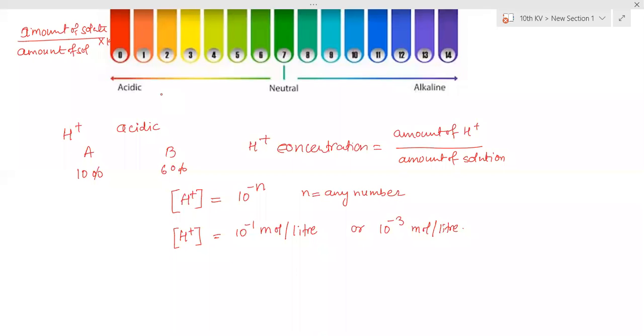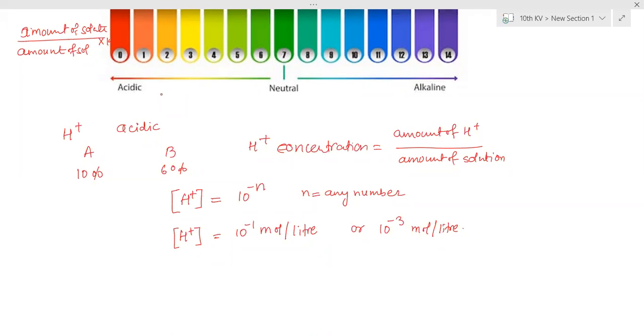All aqueous solutions have both H plus and OH minus ions. The solution in which more H plus ions are present is an acidic solution, and the solution in which there are fewer H plus ions and more OH minus ions is a basic solution. So H plus ion concentration is there in all types of aqueous solutions.